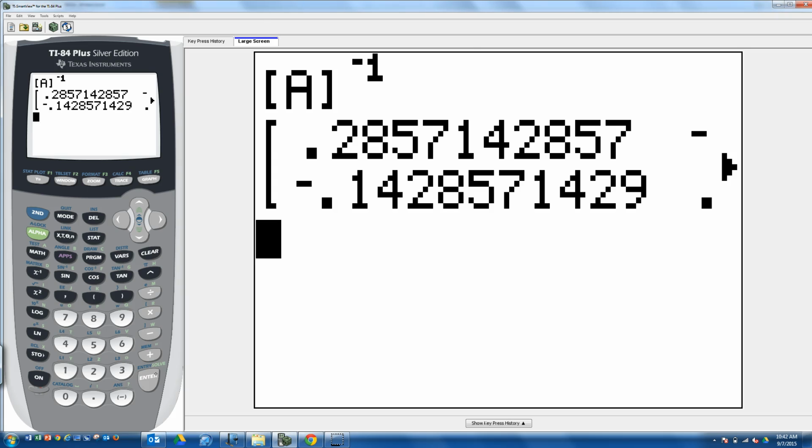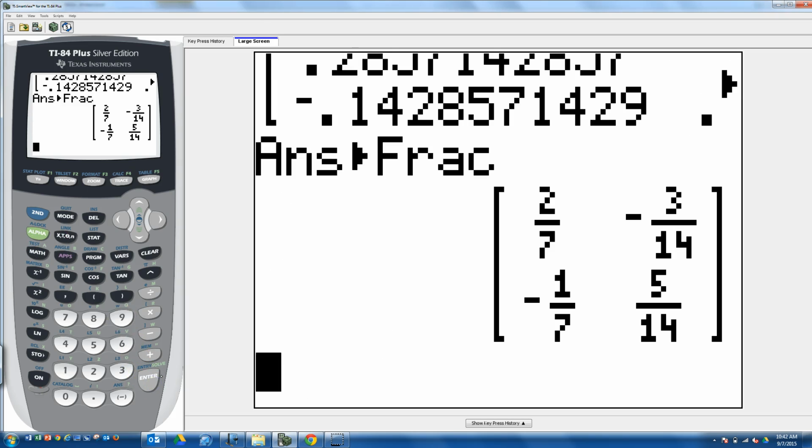Now it looks a little sloppy, so you can still do math frac just like you did for any other answers, and sure enough, you get the answers in fractions. So 2/7, -3/14, -1/7, and 5/14. So let's write that down.